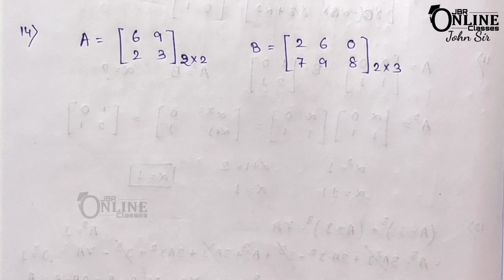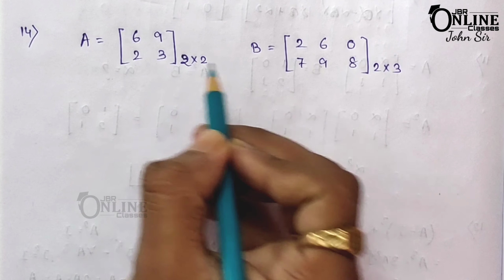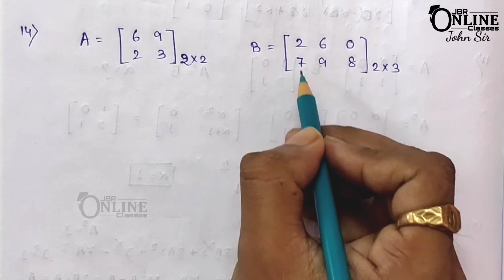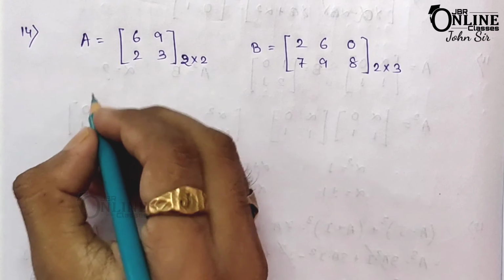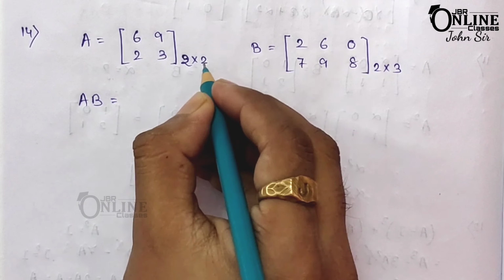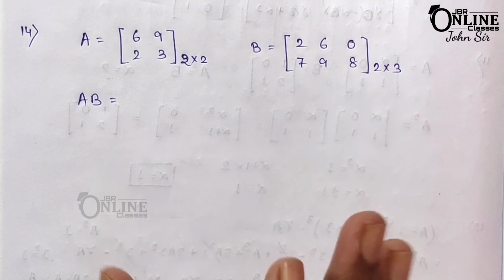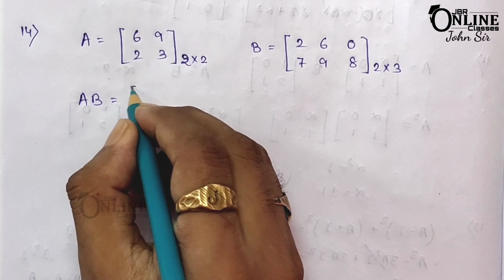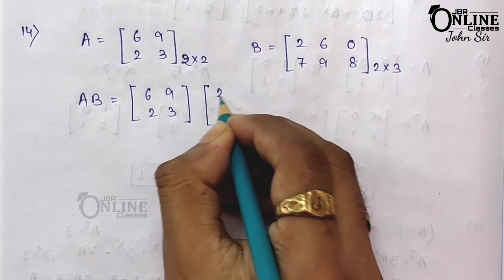Now sum number 14. In sum number 14, here A equal to 6923, that means 2 by 2 matrix. B equal to 260798, 2 cross 3 matrix. Okay, so now first you have to find out AB. So as here number of columns of A equal to number of rows in B, so you can easily find out AB.